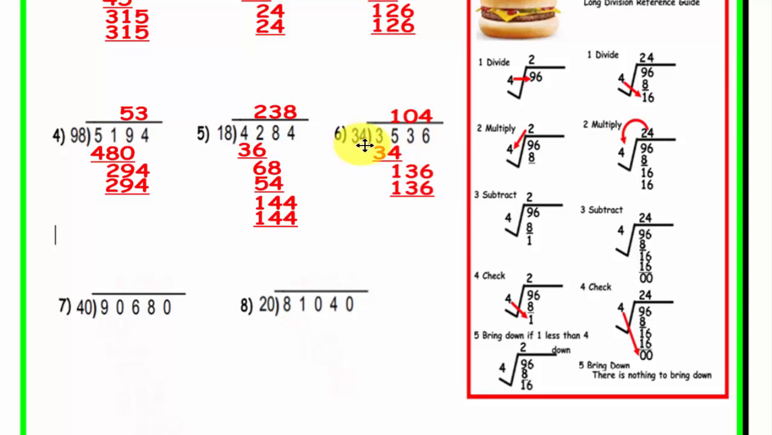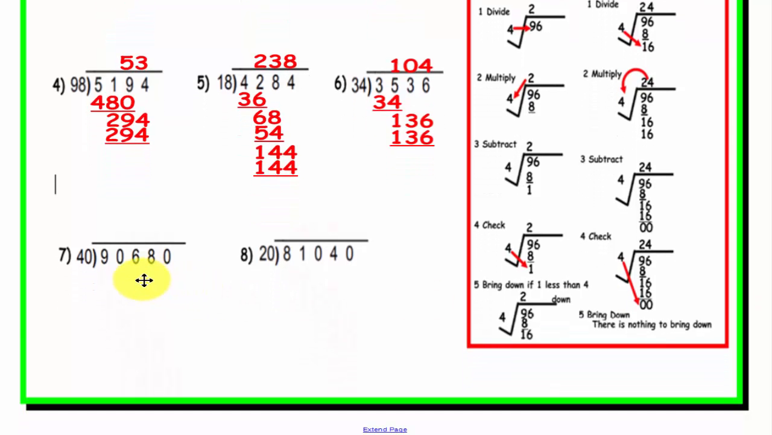Okay, let's look at problem number 6. 34. How many times does 34 go into 35? 1 time. 1 times 34 is 34. 4 from 5 is a 1. Bring down the 3. Does 34 go into 13? Nope. Put a 0. Bring down the 6. Does 34 go into 136? Yes, it does. 4 times. 4 times 34 is 136. Let's scroll down a little bit further.